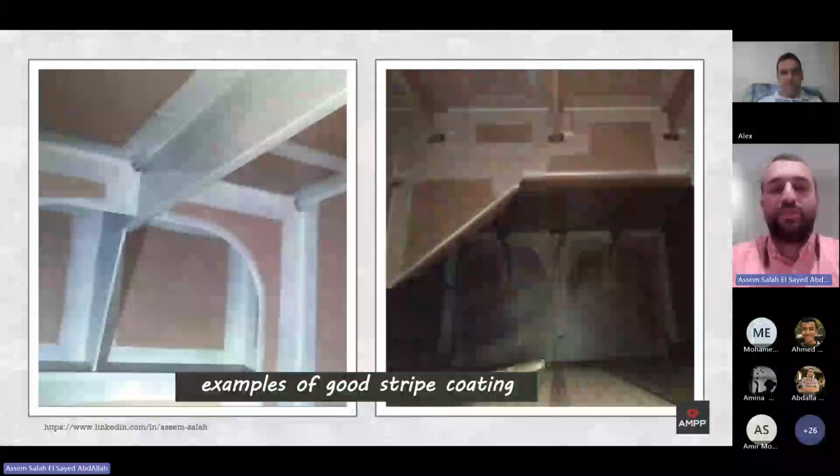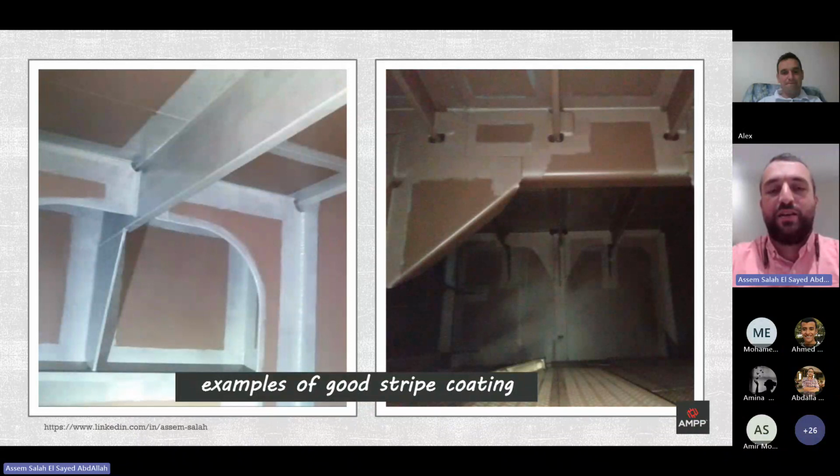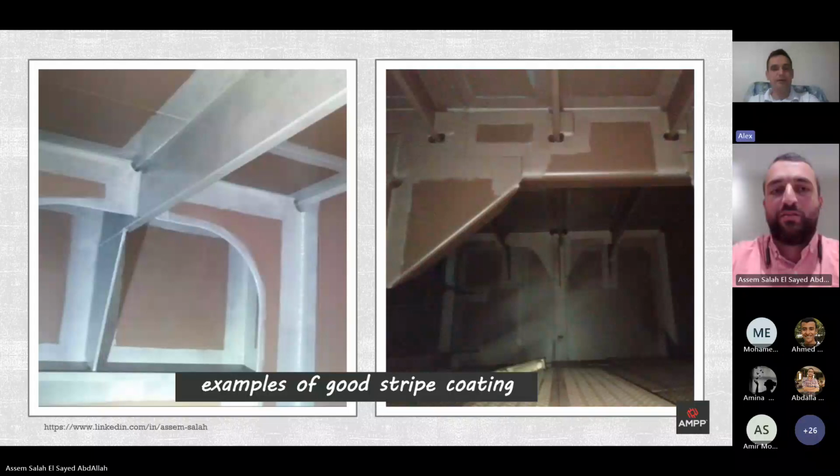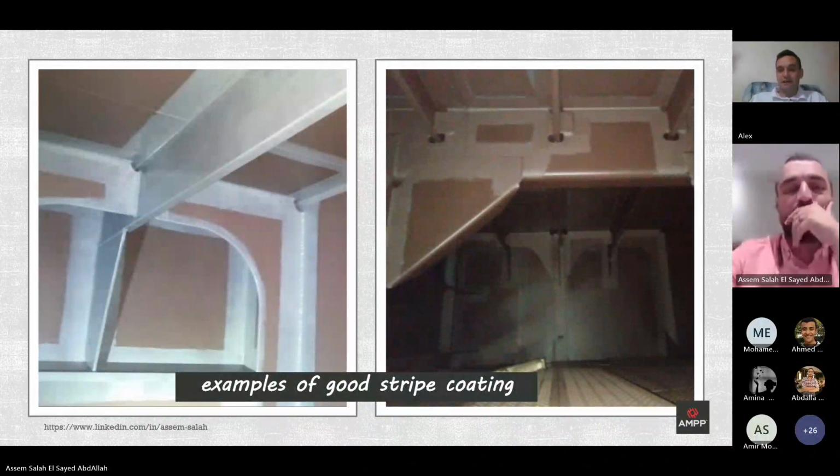Okay, and the other photo is about, as you say, the stripe coating. Yes, stripe coating is also very important, especially when you have a structure with a lot of angles, holes, bars, additional bars. We must make sure that all these areas are properly painted. Make sure that there is enough film thickness to protect the entire structure, to protect the integrity of the structure.